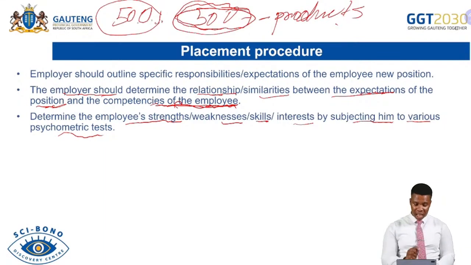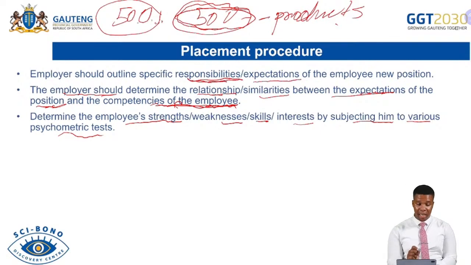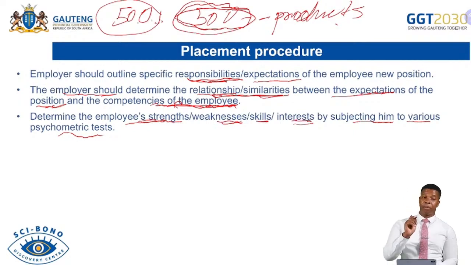Hence, when it starts, the employer has to outline the responsibilities and expectations, then determine the relationship between the expectations of the position and the competency of the employee. Furthermore, determine the strengths and weaknesses, skills, and interests by subjecting the worker to psychometric tests.